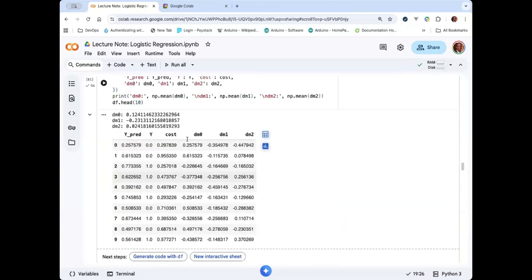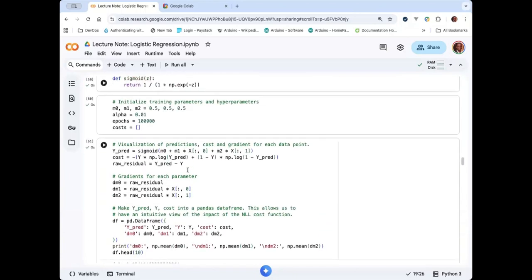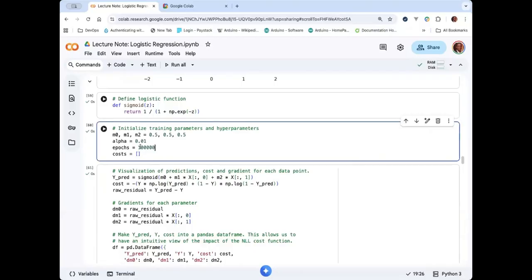Now I'm going to change this epochs to 1 million, right? What we have is 100,000 now, 1 million. Now this becomes much more difficult to read. So sometimes in Python, you can use underscore to separate the digits, okay? So this is 1 million. And I'm going to just run all of this again.